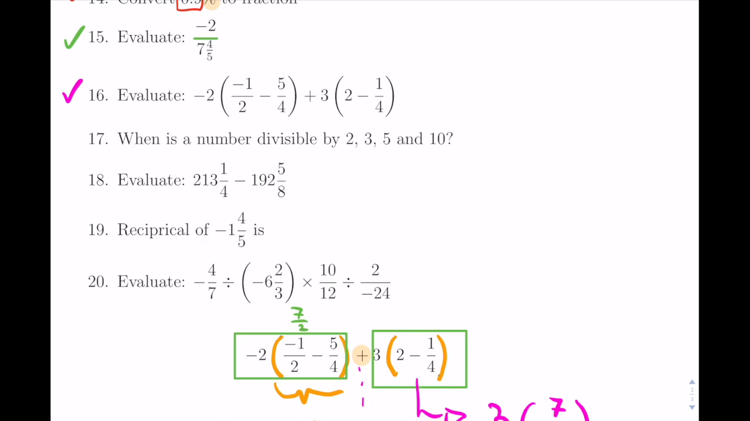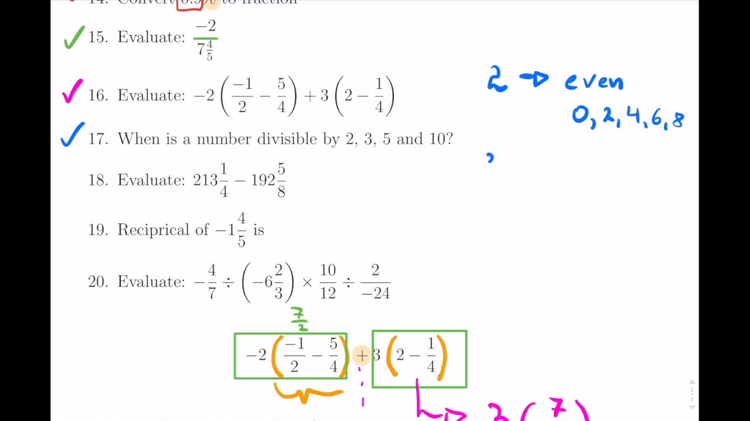Okay, let's take a look at question 17. When is a number divisible by 2, 3, 5, and 10? These are just the rules of divisibility. A number is divisible by 2 if it is even, so it has to end in a 0, 2, 4, 6, or 8.